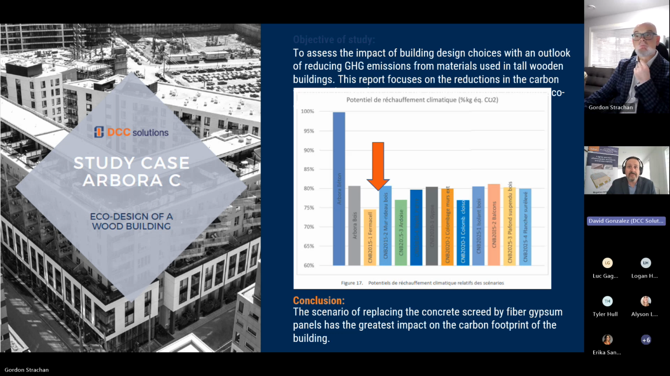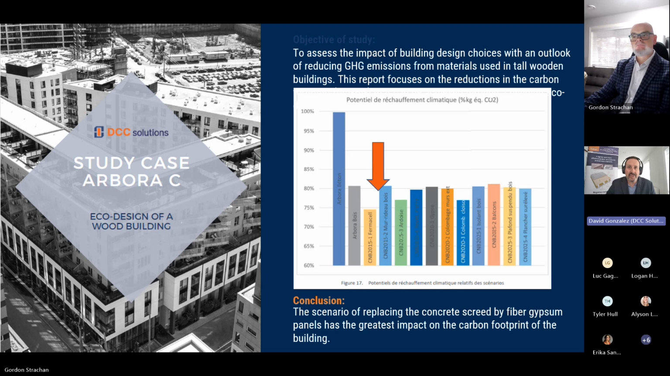So what the conclusion of the study means is that all the decisions and the choices of materials that are made during the design process of the building, specifically if it's done in the preliminary stages, can really have a significant impact on the total carbon footprint of any building. In the case of the Arbora C building, if they had taken all the eco-design choices and put them into application, the total embodied carbon footprint of that building would have been 35% lower.